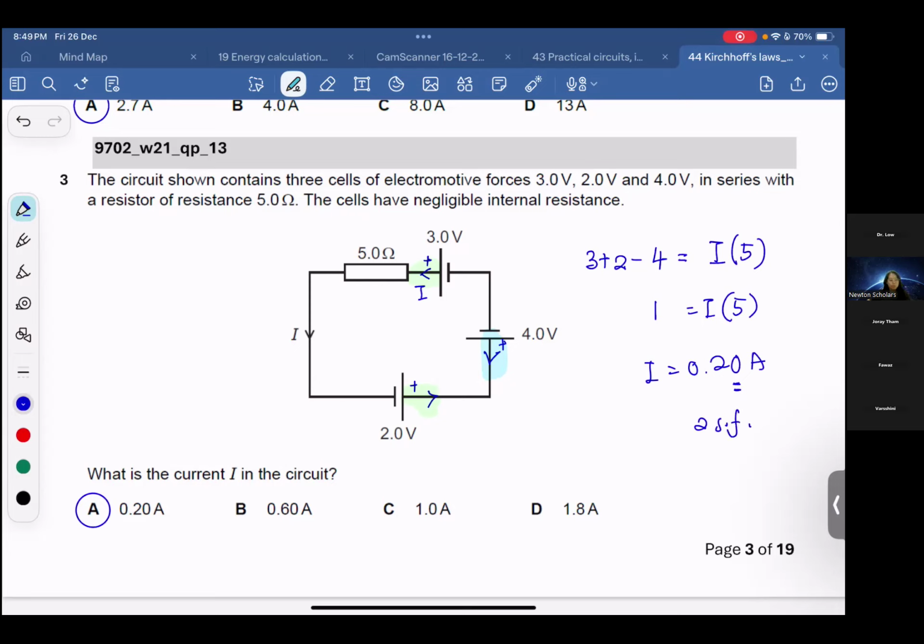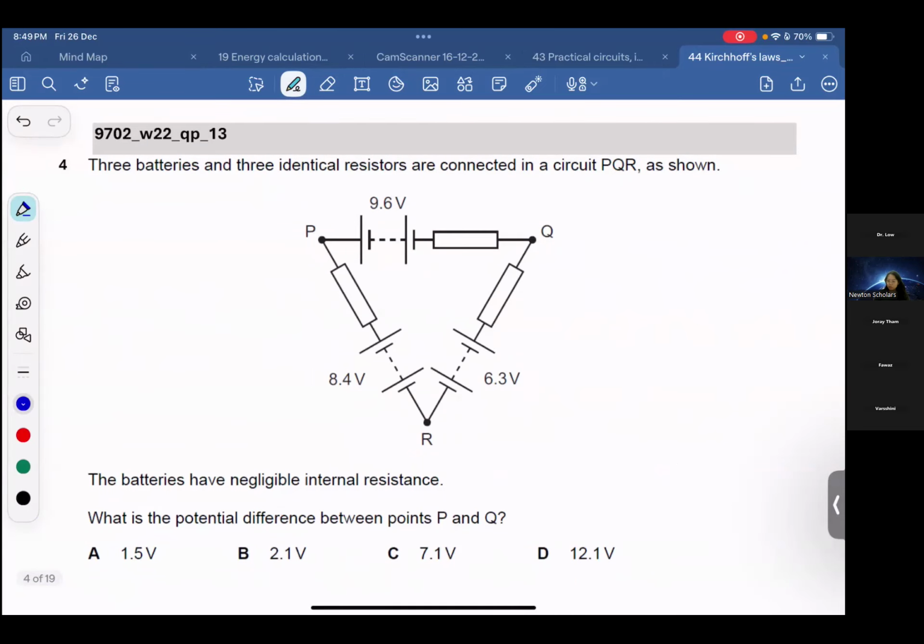Okay? So boys and girls, we go to question number 4. Is it okay? Okay, Flower, okay. So here, three batteries and three identical resistors are connected in the circuit PQR. The batteries have negligible internal resistance. What is the potential difference between point P and Q?